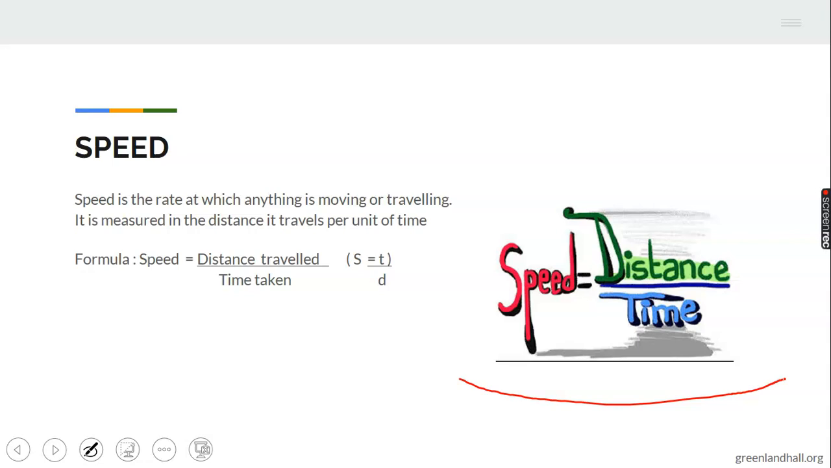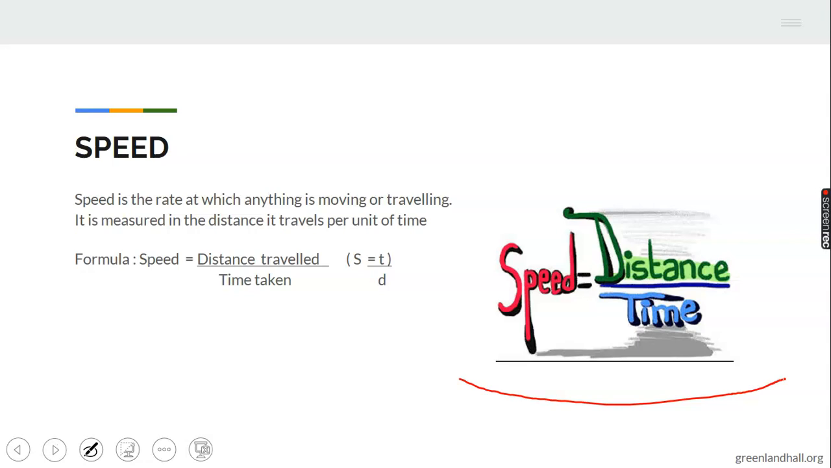The rate. In some questions, you may say it as find the rate. You may not say speed there. You just say find the rate. So the moment you see a question saying find the rate at which, then you know the question is actually asking you to look for speed. Now, speed is the rate at which something moves or travels.